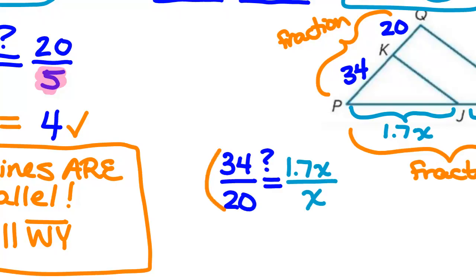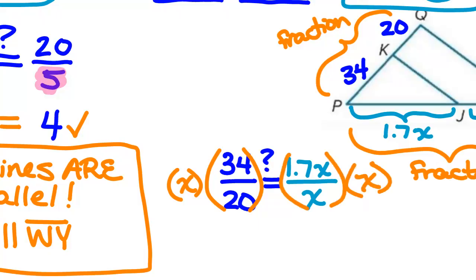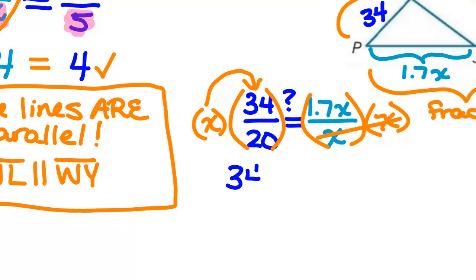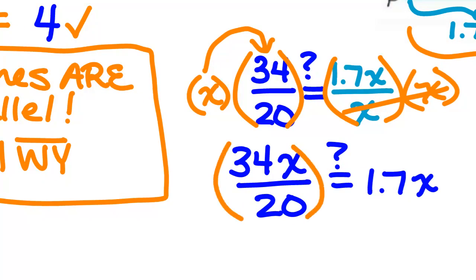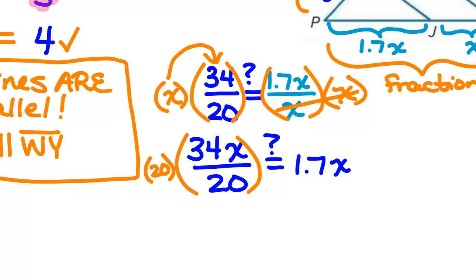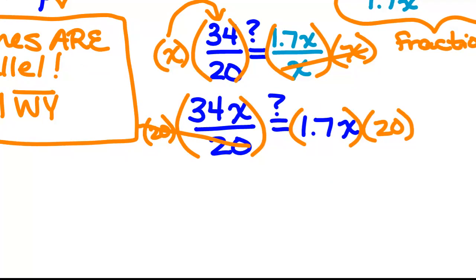Let's multiply by our denominator of x first. Multiply both sides by x. That makes it cancel out from the right-hand side. It only multiplies to my numerator. So I would have 34x over 20. And I'm trying to figure out whether or not that is equal to 1.7x. And then we can multiply both of our sides by 20 to cancel out our other denominator. Cancel out my denominator on the left, so I have just 34x on the left.